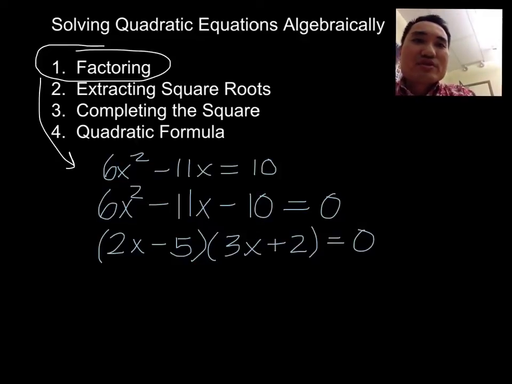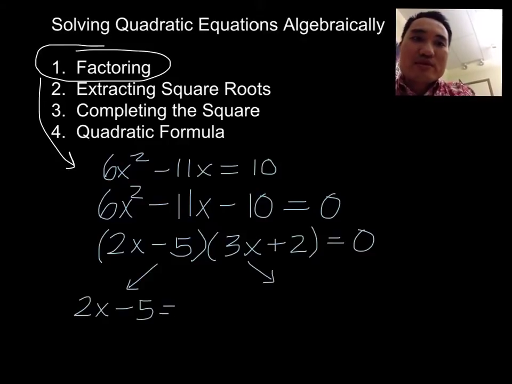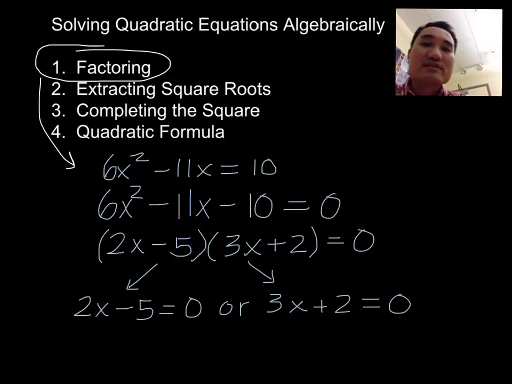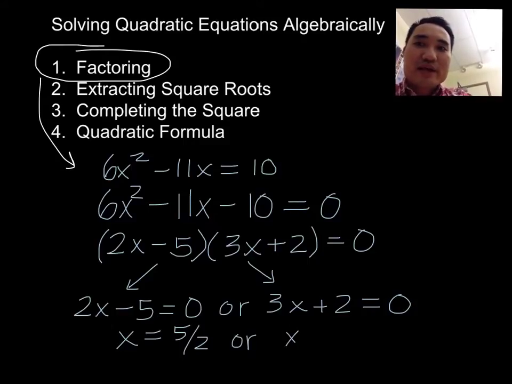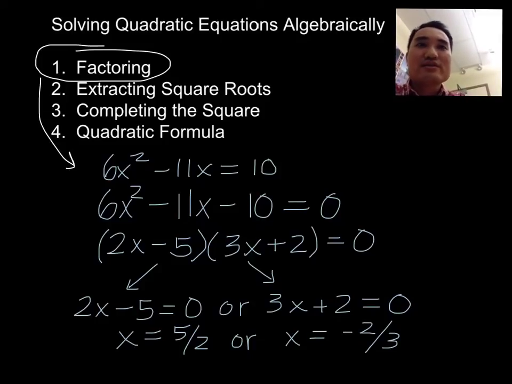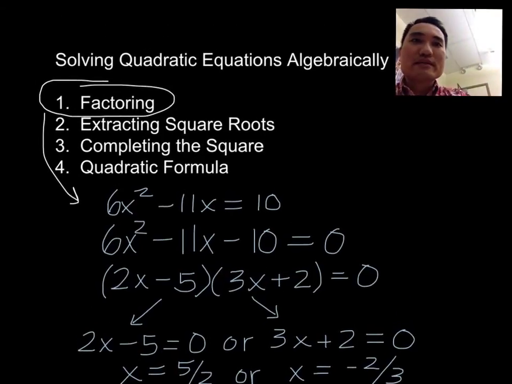Whenever you have two things multiplied by each other like this, if either one of them equals 0, then the whole thing becomes 0, because anything times 0 is 0. This is called the zero product property, or the zero factor property. So you break them off into two parts like this, and so this becomes x equals 5/2, and this side becomes x equals negative 2/3, and those are your answers. So that's factoring.